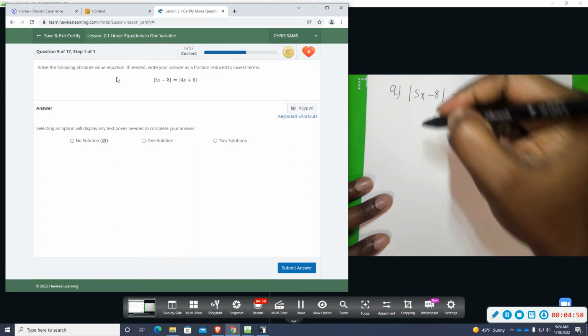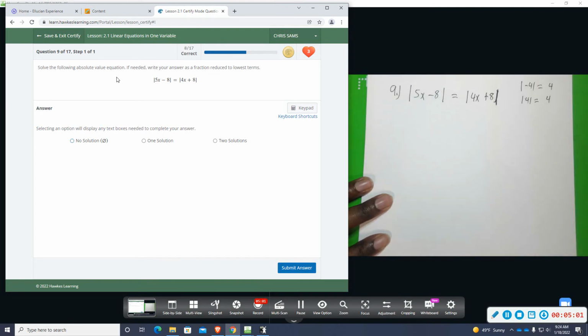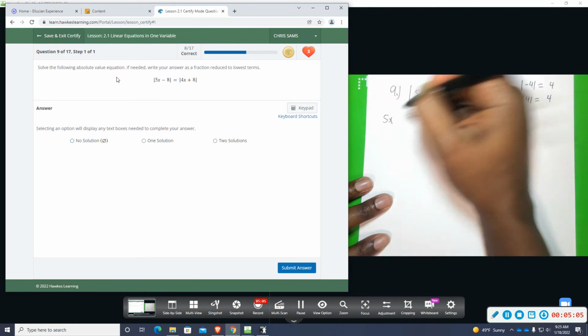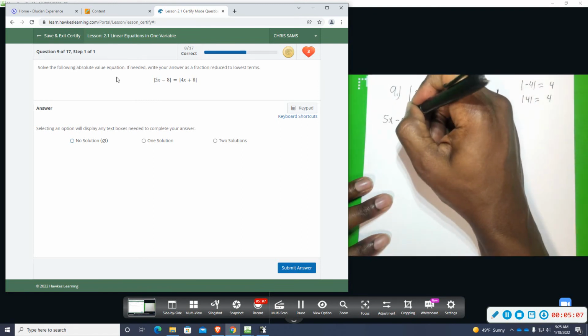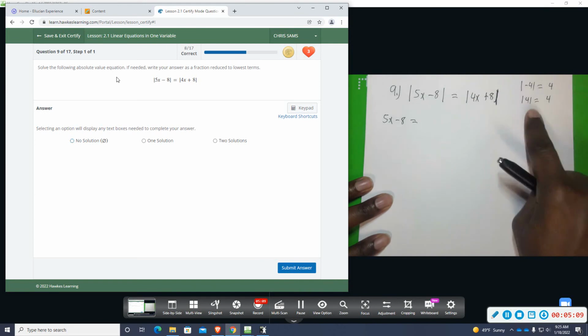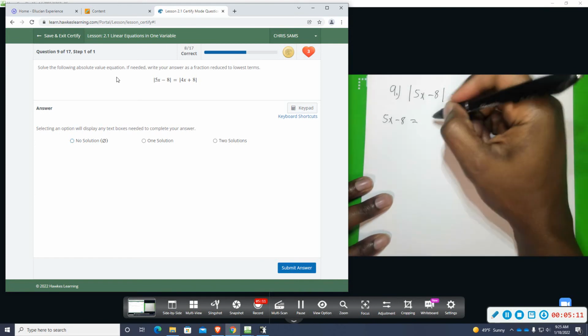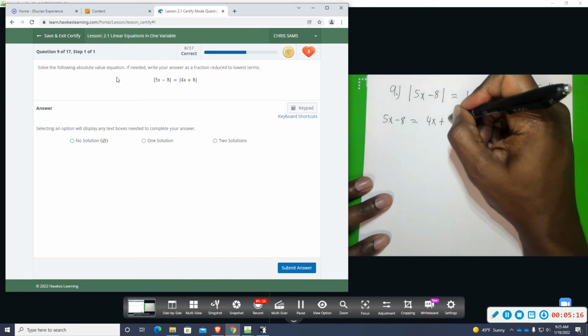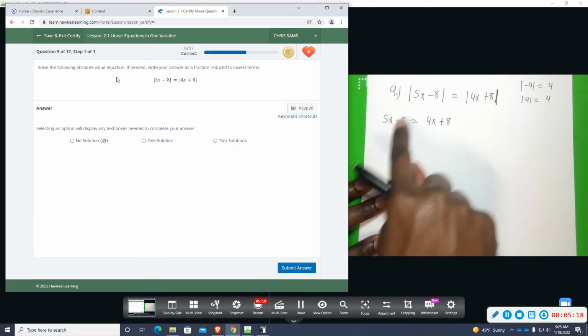That's pretty much how you solve absolute value, and you're going to get two answers. You're going to solve it twice. So for the first time, I'm going to write 5x minus 8 equals, and I'm going to leave it positive. I'm doing this case right here. Is equal to 4x plus 8. Okay, so 5x minus 8 equals 4x plus 8.